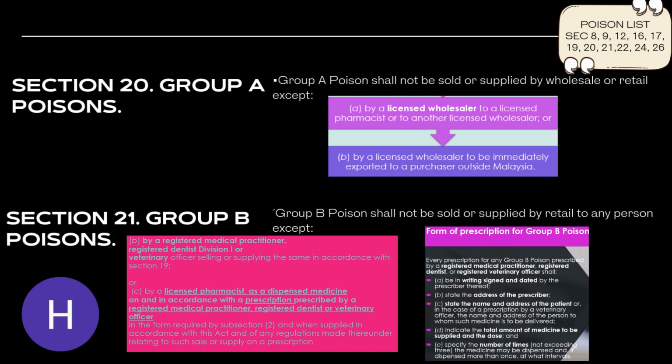Following the group B poisons, it mentions that every prescription for any group B poison prescribed or written by the registered medical practitioner, registered dentist, or registered veterinary officer shall have a few pieces of information. The first one is the signature and date of the prescriber, address of the prescriber, name and address of the patient, total amount of the medication to be supplied and the dose of the medication, and the number of times, which is the frequency of the medication.